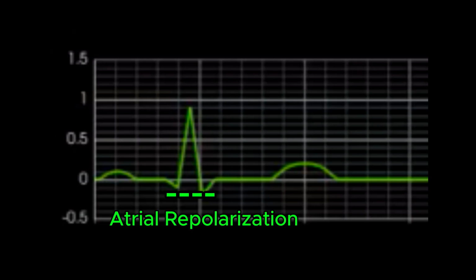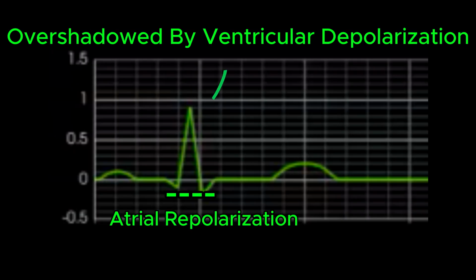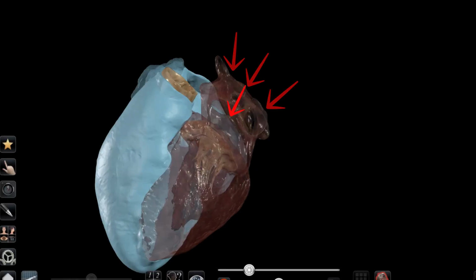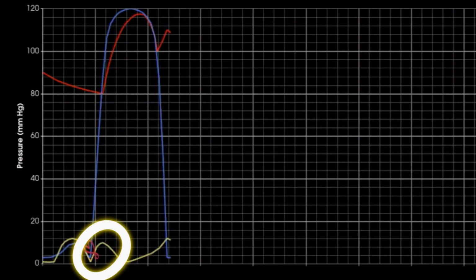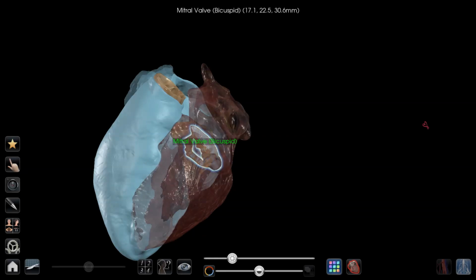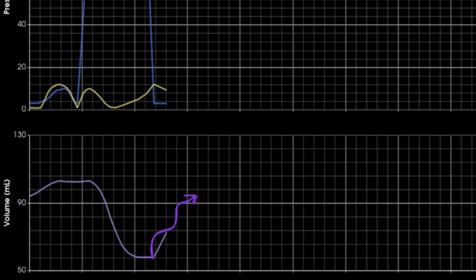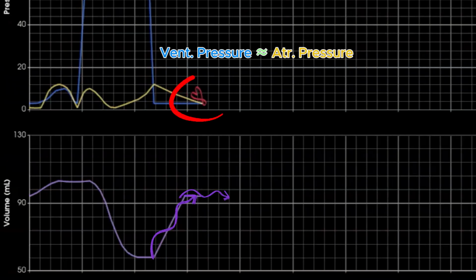Atrial repolarization occurs at the same time as ventricular depolarization, meaning atrial diastole occurs throughout ventricular systole. Blood will continue to flow through the pulmonary veins into the atrium, which will cause the pressure to rise. Once the AV valve opens again, the pool in the atria will rapidly fill the ventricles initially, but will taper off as pressure between the chambers equalizes.